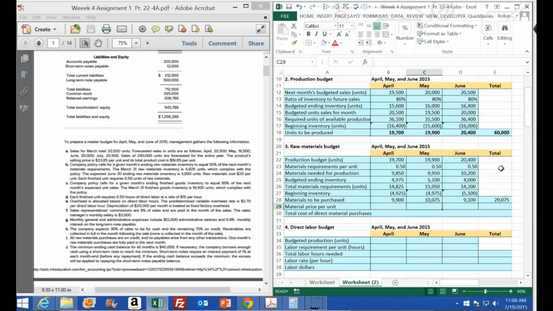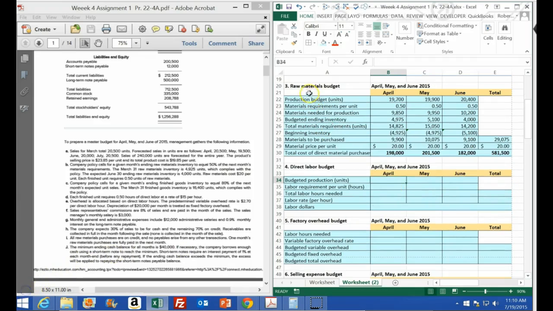And then they gave us the dollar amount per unit. How much does it cost per unit? In this case, it costs $20. So there's the number of dollars it's going to cost per unit. Therefore, we're going to say this equals the 9,009 we got to purchase in April times 20 in this case. And that gives us the 198. If we copy that across, we have this. And then again, if we sum them this way, we get the 581.5. Or if we multiply the total materials for the quarter times 20, we'll get the 581.5. So that's what we're budgeting for raw material.